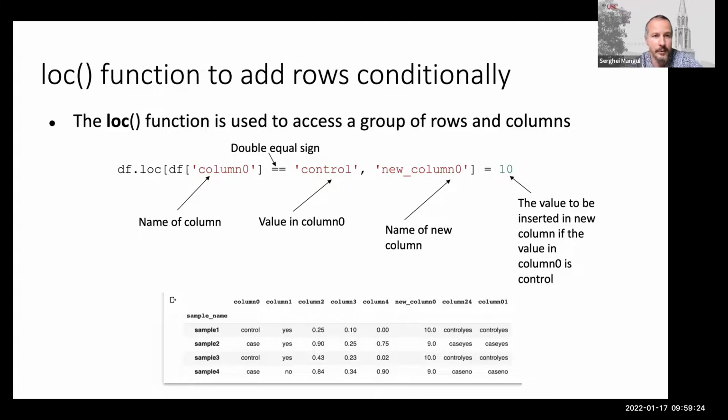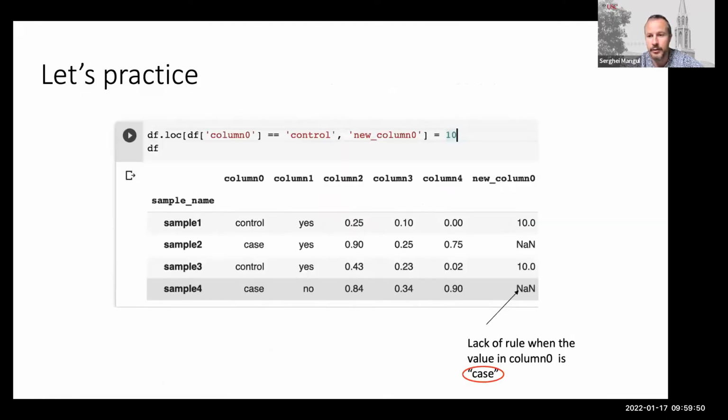So this is what we would like to do. We would like to go in this table, row by row, and look specifically at column 0. If we see here, the very first row, column 0 is equal to control. Great, we put 10 here. If it's case, actually we'll put nothing. So this table should actually be like this. Sorry about that. So it should be nothing.